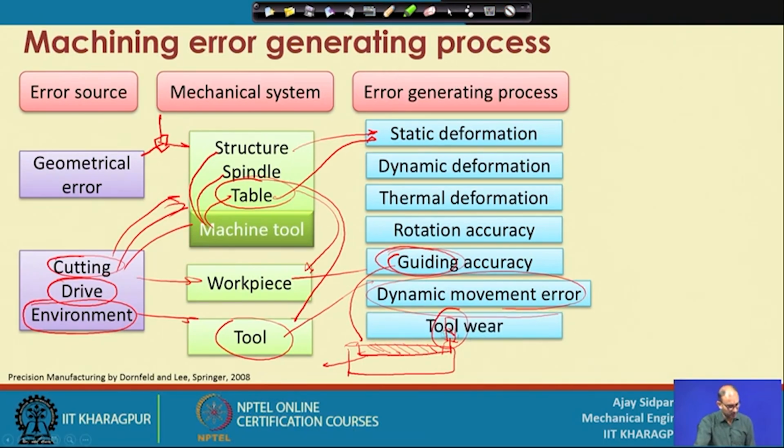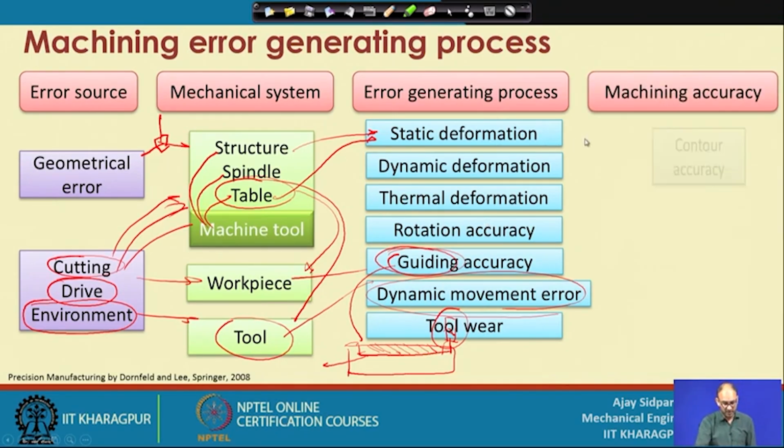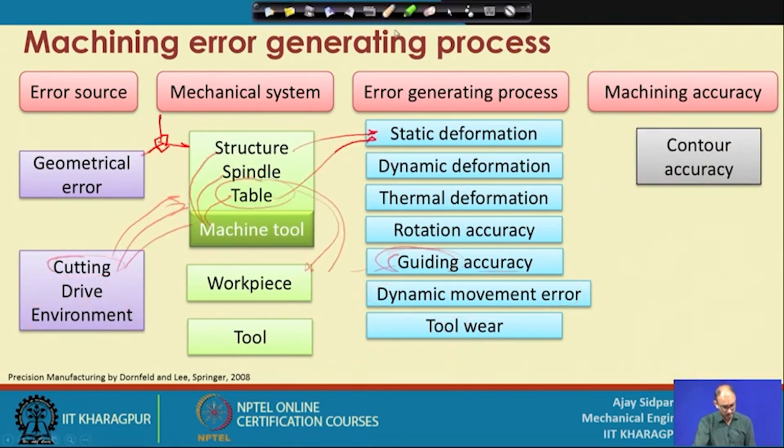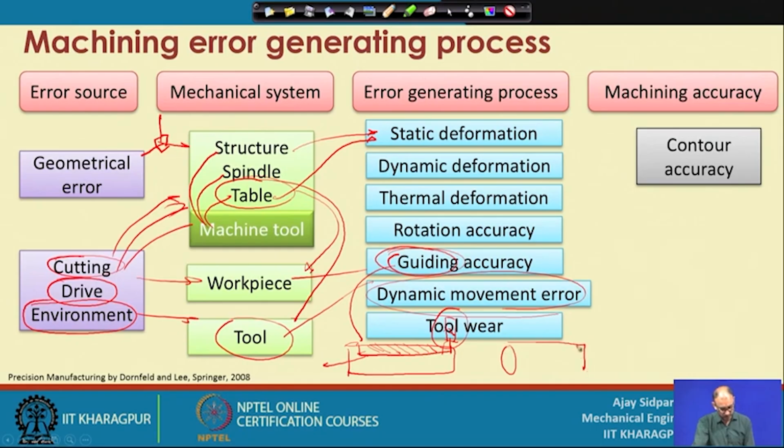Then tool wear is also one of the things, because you cannot avoid tool wear, but you can minimize it by setting optimized parameters for this particular machine tool. So, these are the different error generating processes, and what you are finally getting, our objective, is that we should get a very high contour accuracy. Contour accuracy means suppose you want to get a circular component or a cylindrical component. It should be a cylinder only, it should not be some type of cone, positive way or negative way. That is called contour accuracy.